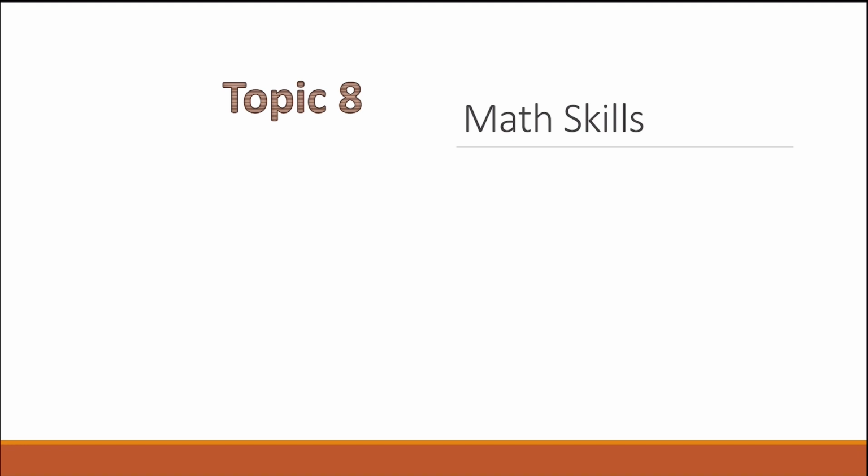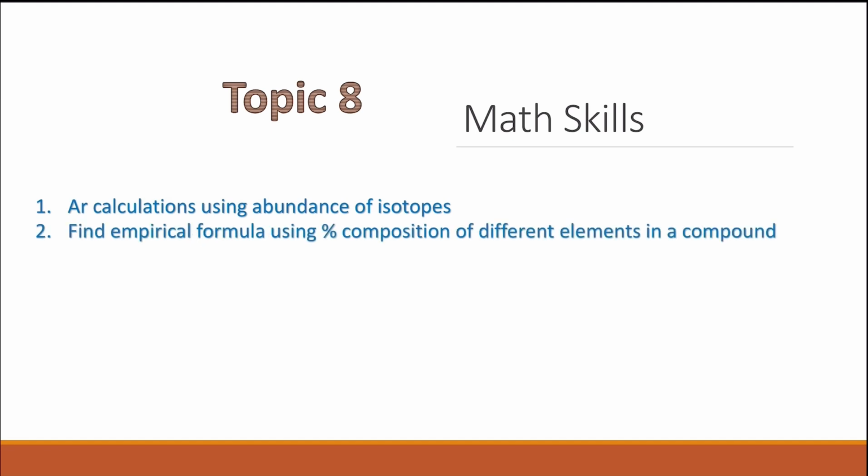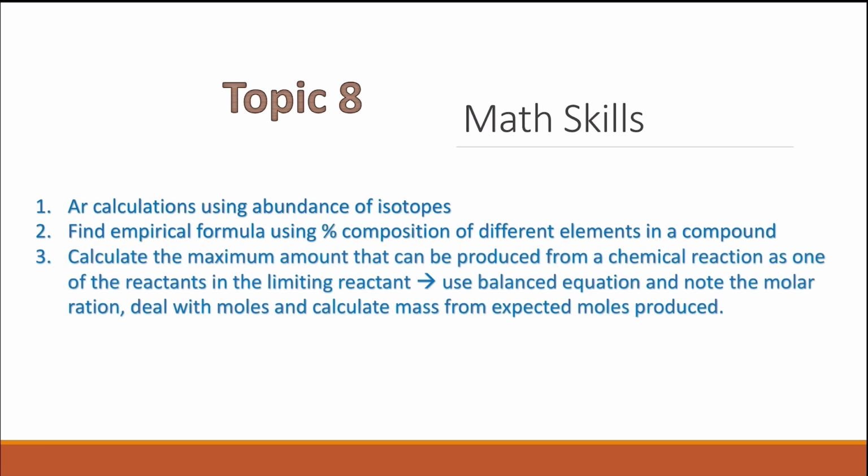The math skills. There will be a lot of calculations in paper 1. The most common type of question is calculation of the Ar, which is the relative atomic mass, using the masses of different isotopes. So make sure that you know how to do this calculation. And then finding the empirical formula using the percentage composition of different elements in a compound. So practice these types of questions. You're going to find a lot of these in the past papers, and they are very common in the exam.